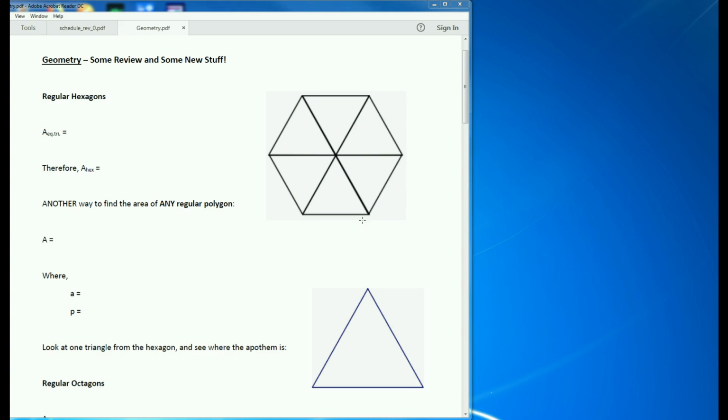Okay, so here is a diagram of a regular hexagon. I think you all know that a regular hexagon can be split up into 6 equilateral triangles. And you should all know the formula for the area of an equilateral triangle is side squared times the square root of 3 divided by 4.